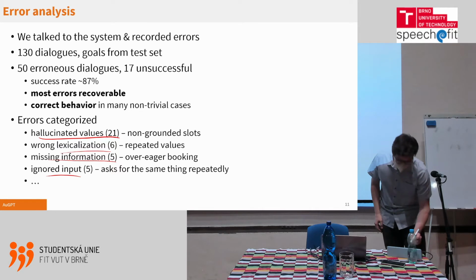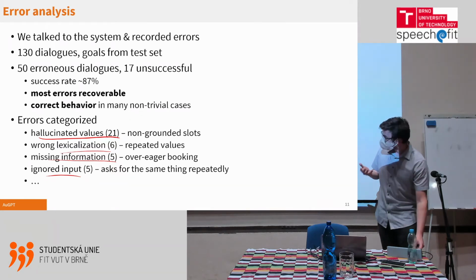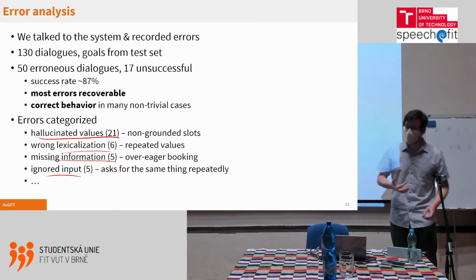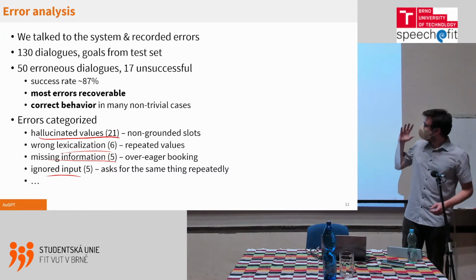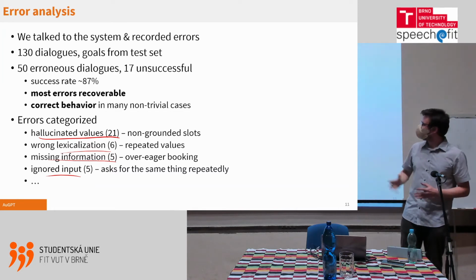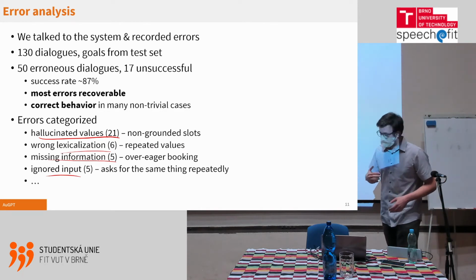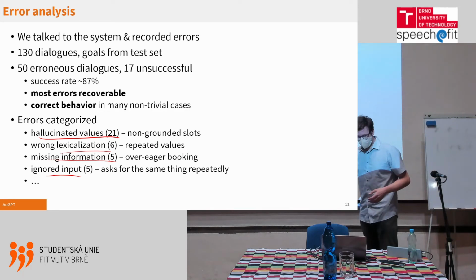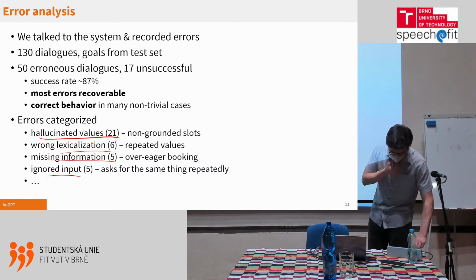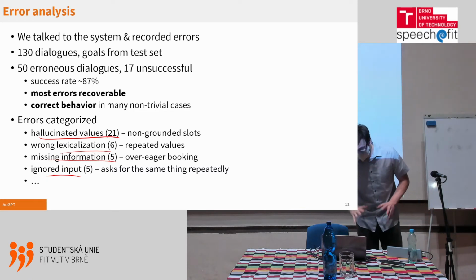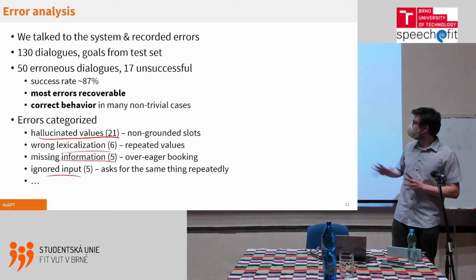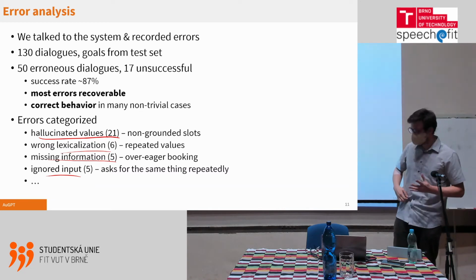In a few cases, we also get the system asking for the same thing repeatedly. So the system would ask you for the area. You would say, "Yes, I want the city center," and the system would ask for the area again. But in most cases, after 2 or 3 tries, it actually picked up on that. So these are the kinds of errors that this kind of system makes.